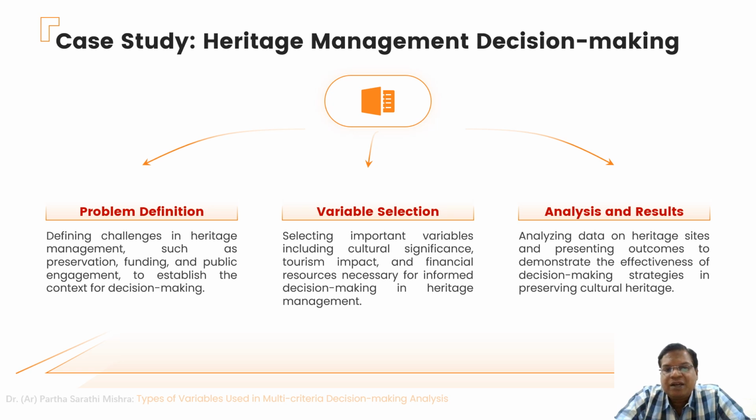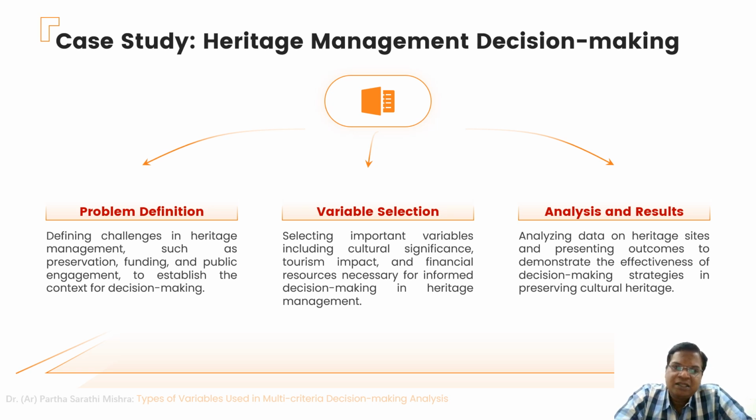Variable selection: what are the variables? Selecting important variables including cultural significance, tourist impact, financial resources, and architectural, historical, and environmental factors. All these will be the variables which are directly or indirectly affecting the heritage. Now, what kind of analysis or outcome are we expecting? Analyzing data on heritage sites and presenting outcomes to demonstrate the effectiveness of decision making strategy in preserving cultural heritage.